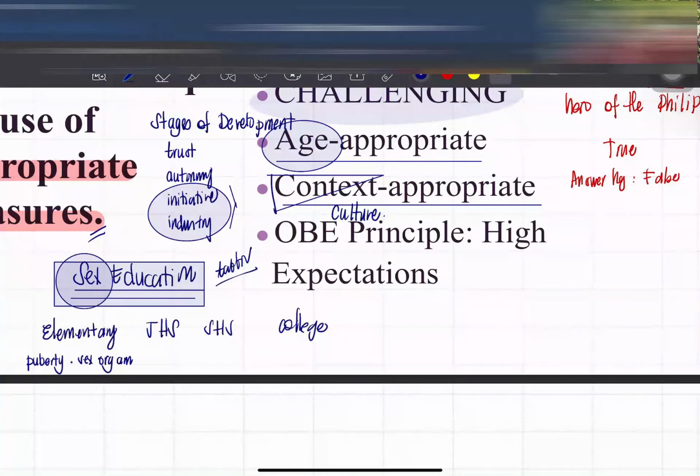Tapos paminsan-minsan tayo namang mga teachers, kumbaga we do not walk our talk. So let's say for example, values education. Remember class that your students are actually learning from you. And when I say learning from you, they are not only learning from how you talk, but how you also act inside the classroom.